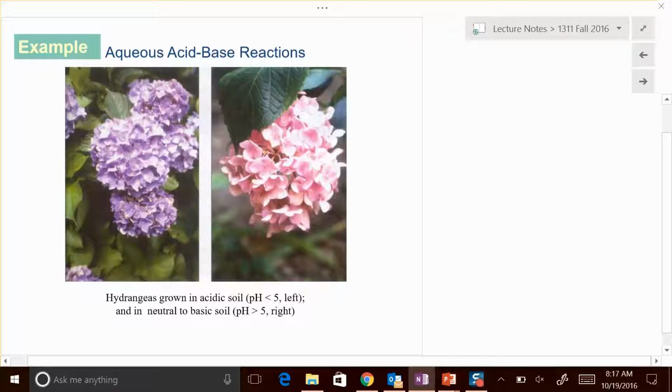So you can see these color changes happening in things like plants. These plants here. This one was grown in a pH of less than 5. And this one was grown in a pH greater than 5. You can see the color changes. Same plant. Another good one is red cabbage.